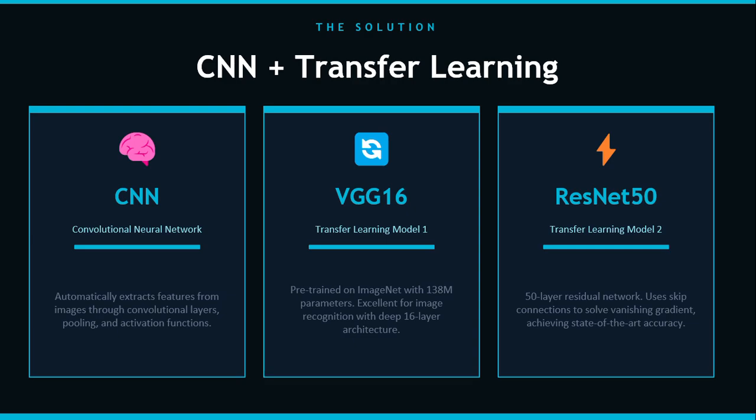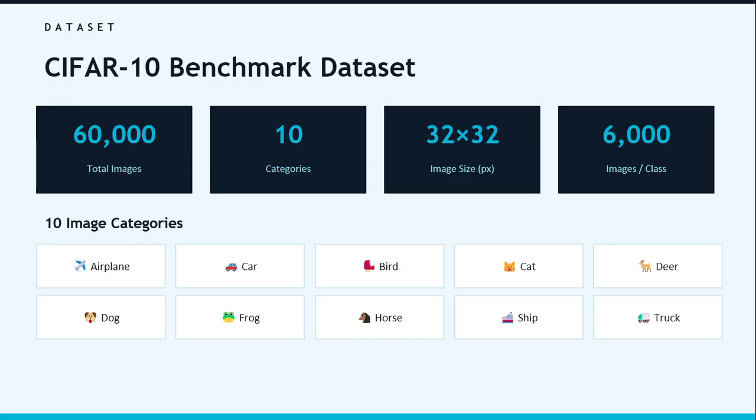Next is the CIFAR-10 benchmark dataset. It contains 60,000 images in 10 categories like aeroplane, car, bird, cat, dog, and so on. Images are processed and resized before giving them to the model.